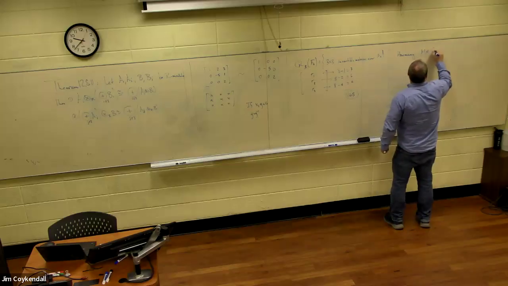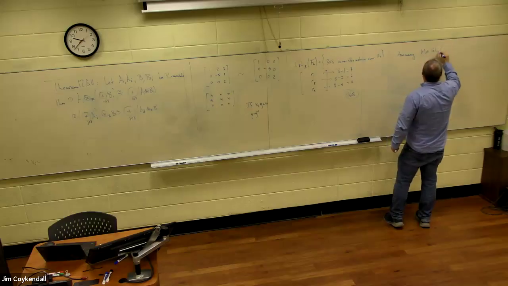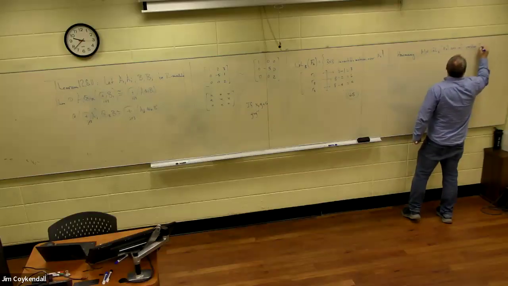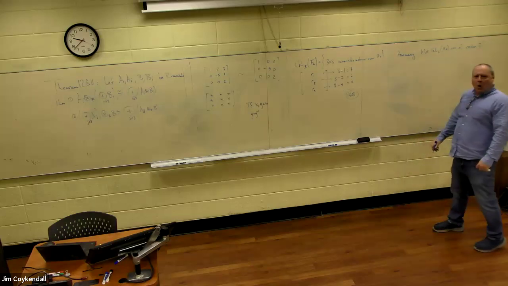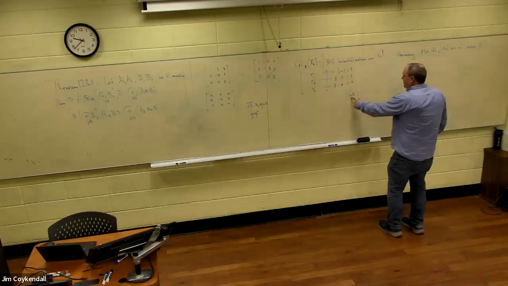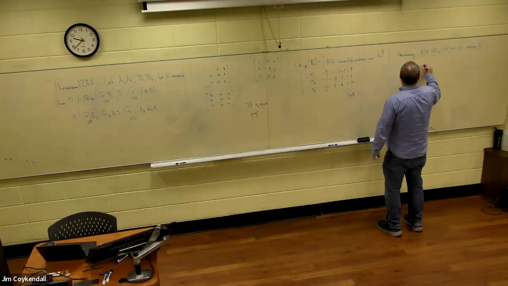In GL2, GL3, F2 are of order 7. Well, I'll use the Sylow theorems here. 168. That looks like 2 cubed times 3 times 7.